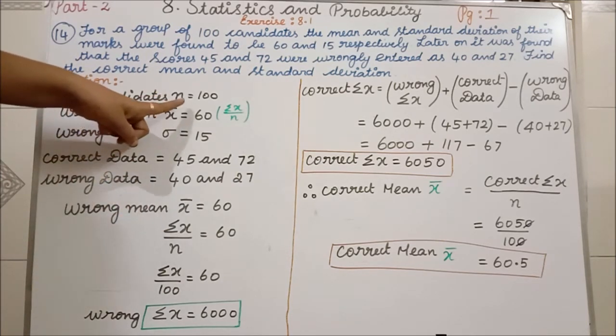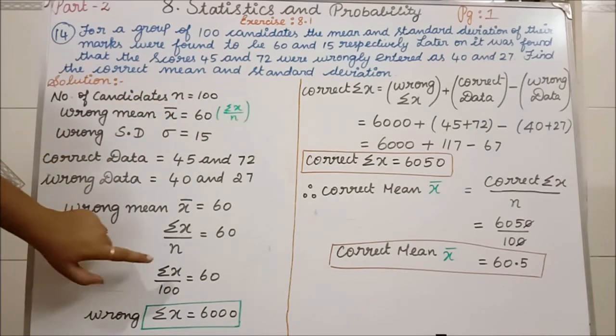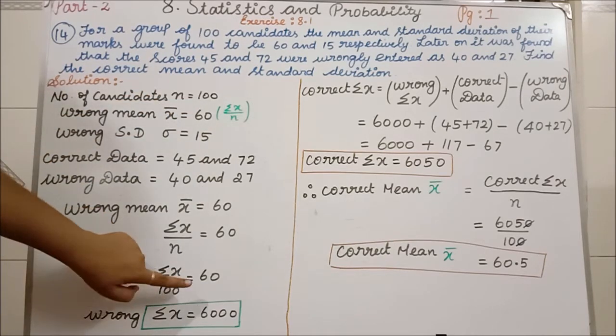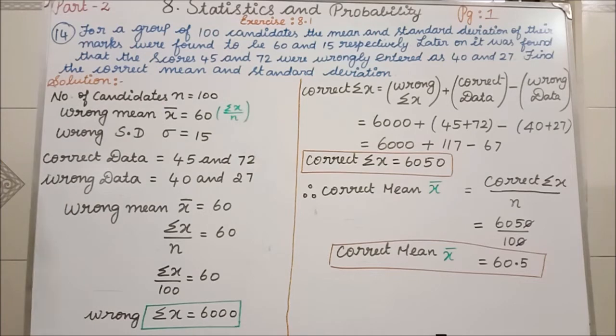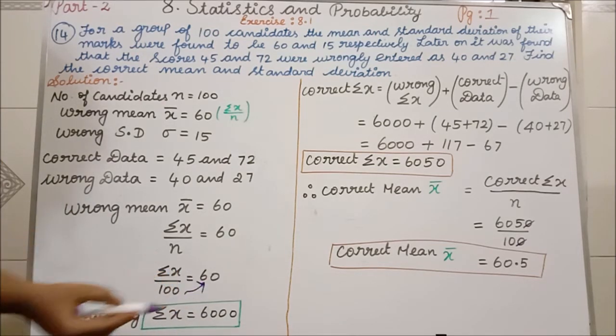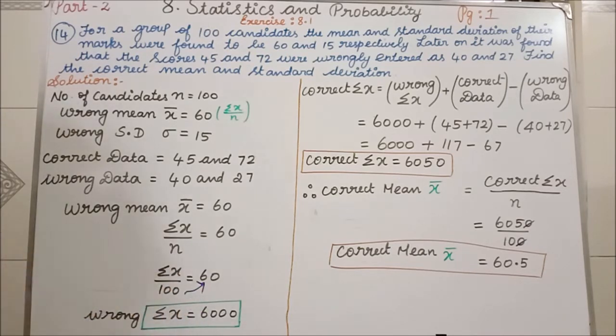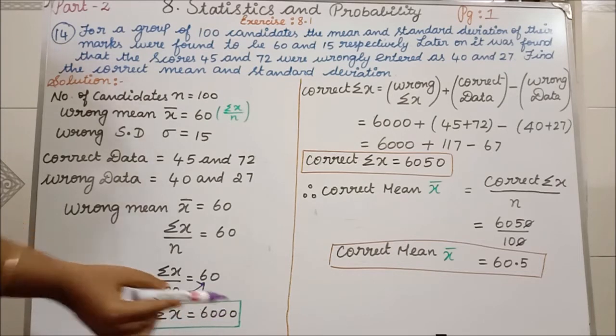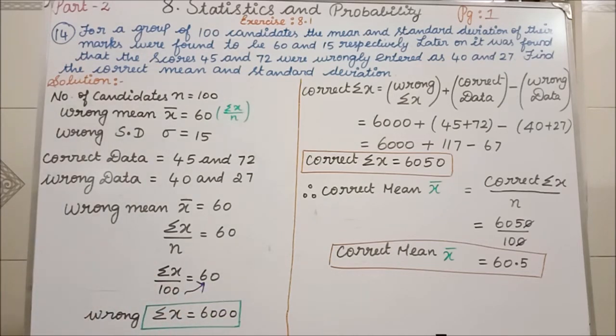Instead of N, what value do we have? 100. So in the denominator I am substituting 100, equal to 60. The next step: if you cross multiply 100 into 60, what do we get? Wrong summation x is equal to 6000. 100 into 60 is 6000. Here wrong summation x is equal to 6000. Clear all of you?